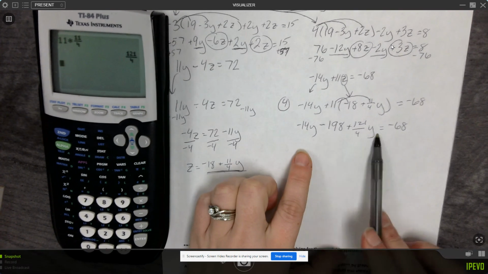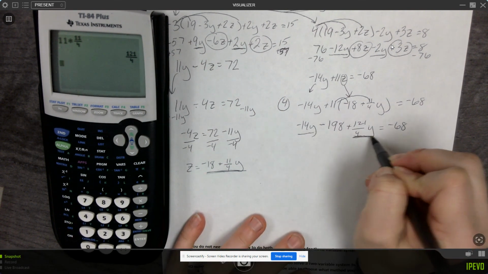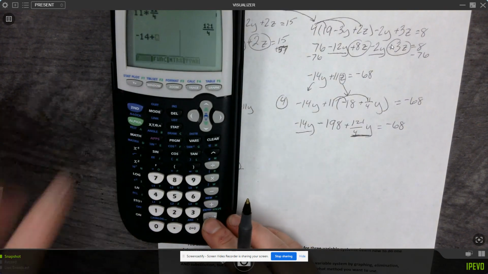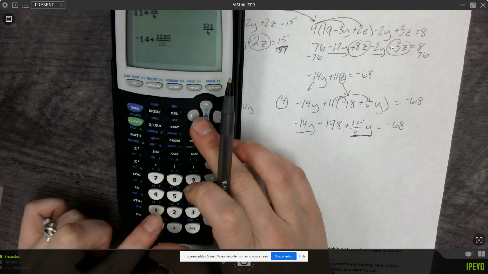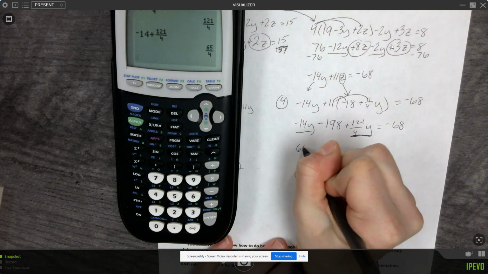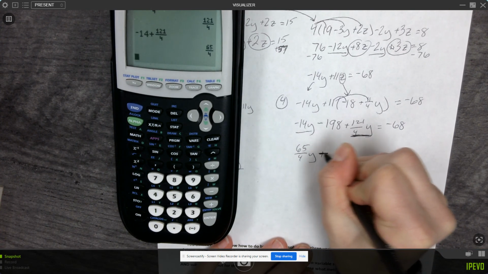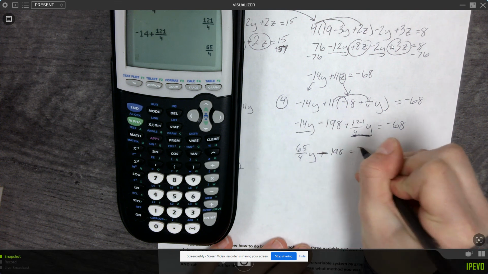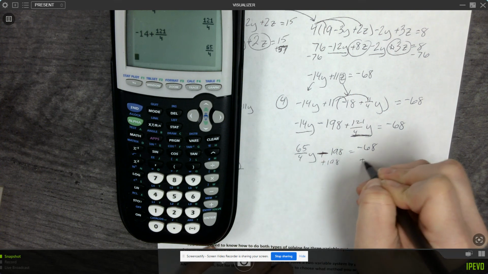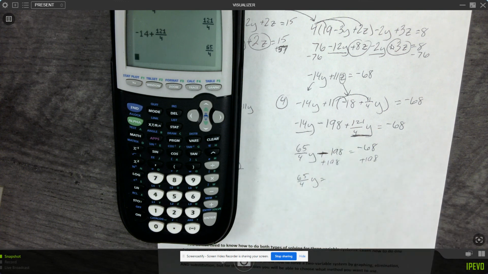Now at this point, we do have only one variable, so we are going to solve for y. I'm going to combine my two like terms. I'm going to take negative 14 and add 121 over 4, and I get 65 over 4. So that's 65 over 4y minus 198 equals negative 68. You are going to add that 198. So that's 65 over 4y is going to be equal to 130.